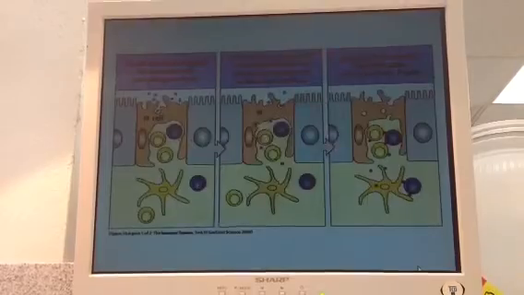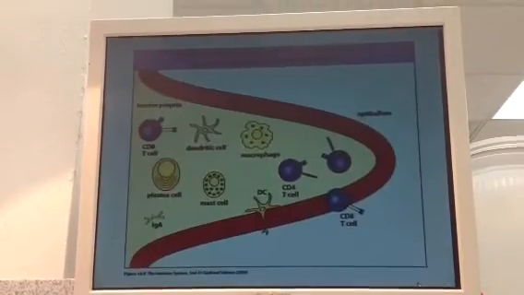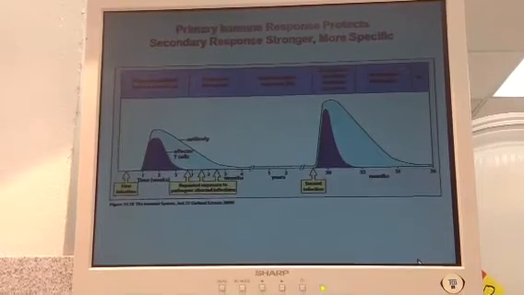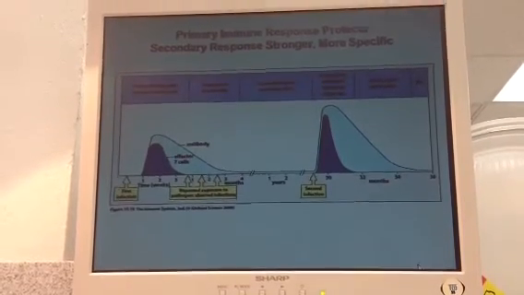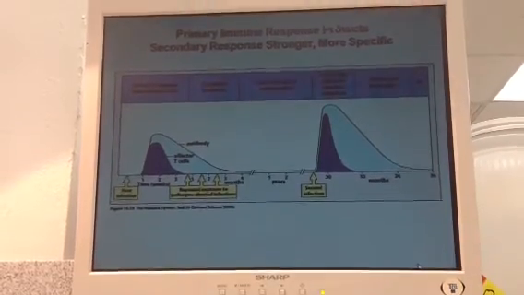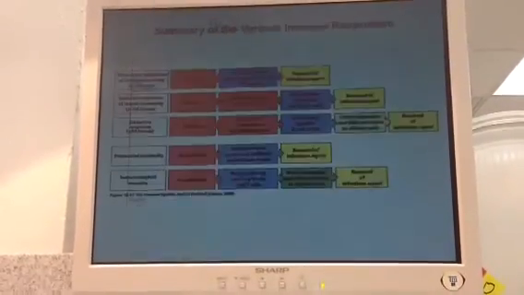We haven't talked about that yet. Here's the response. Immunological memory, second response. Haven't talked about that yet.